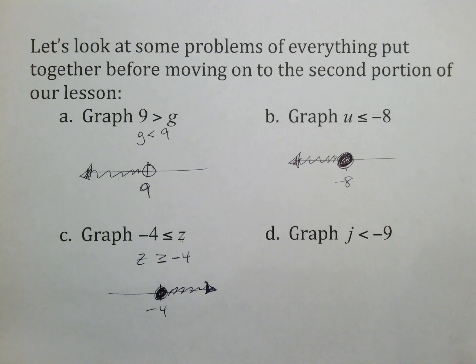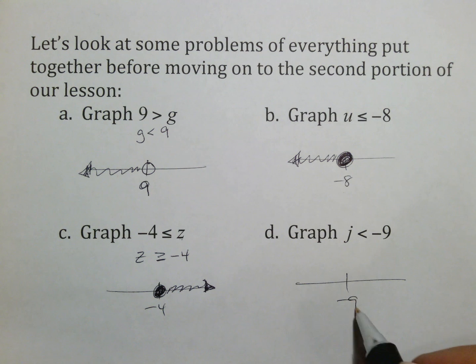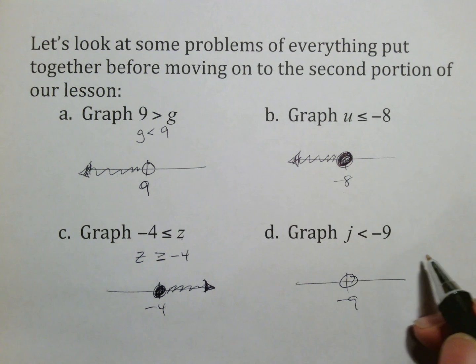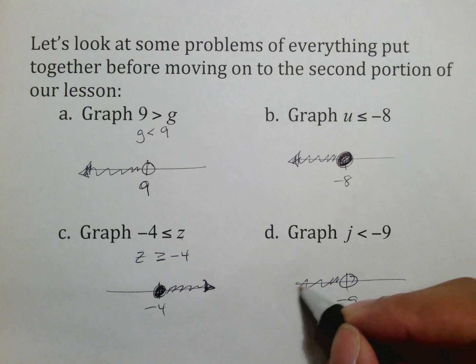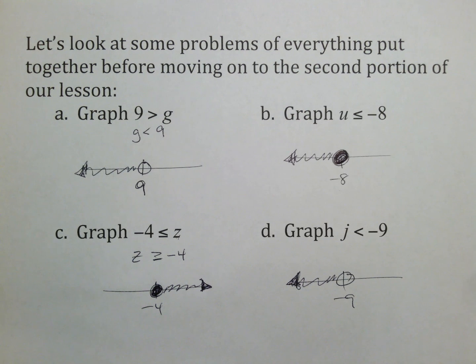Last one, graph j is less than negative 9. J is on the right location, so we put our negative 9 down. Open your circle because it's just less than, not less than or equal to. It's pointing to the left, so we aim it to the left, and again we finish that problem off.